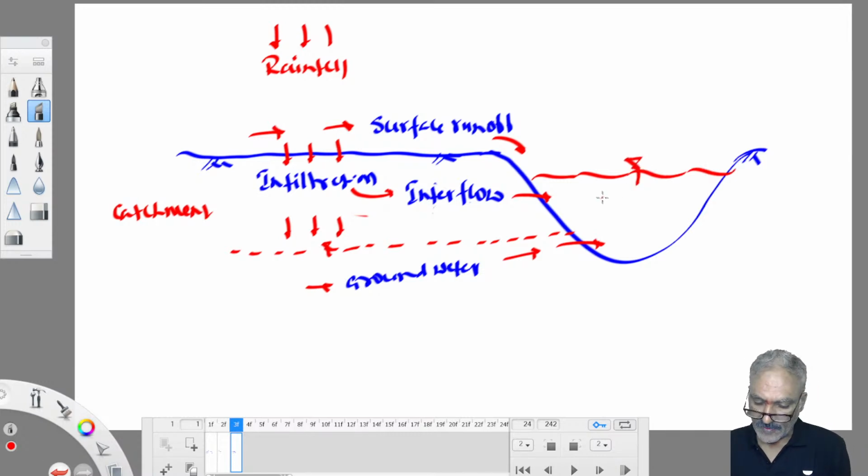Assume that this is a water body, a river otherwise. So this is a catchment. Catchment to river, how does water flow? It flows into the river in different ways. Some portion of runoff joins the water body from the surface. Some portion joins from the subsurface of the catchment. Some portion joins the water body from deep inside the ground of the catchment.